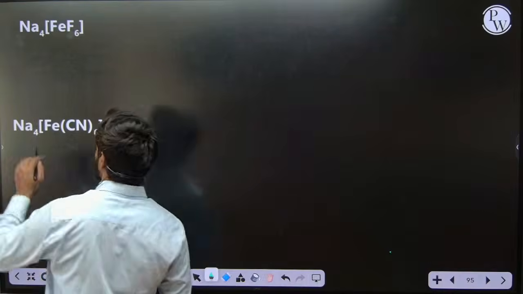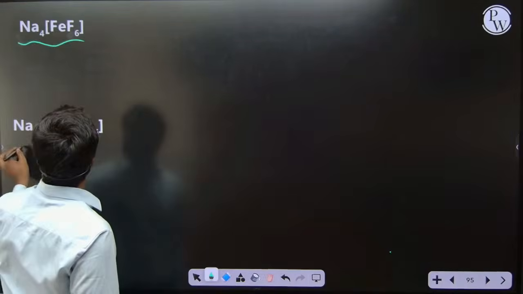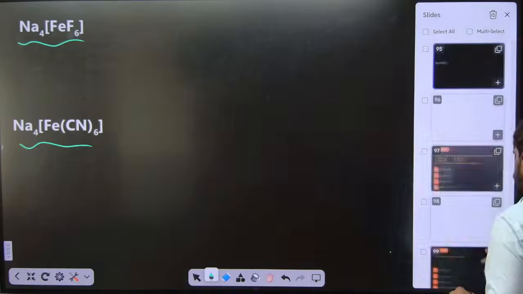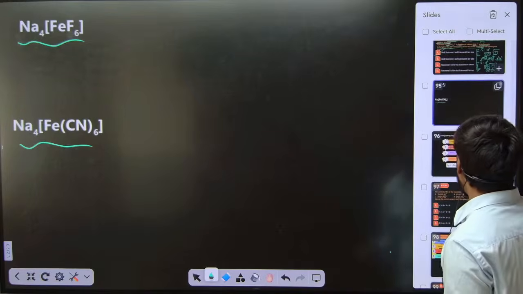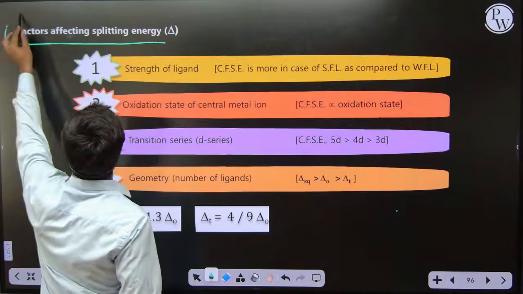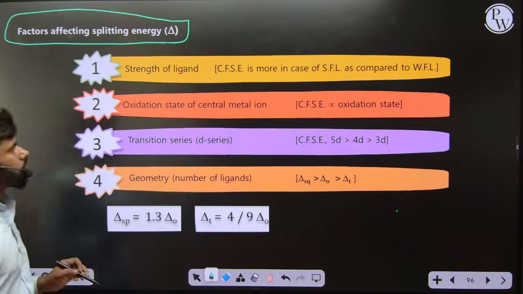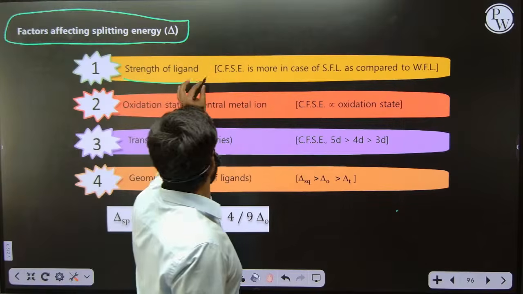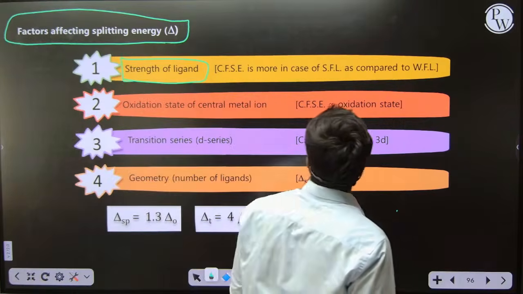Next, it is given this. Similarly, in the similar way, we can find all the things, that is the inner complex, outer complex. Next, the factor affecting the splitting energy, that is delta. So delta, what is it? Splitting energy. So strength of a ligand, first we can check.